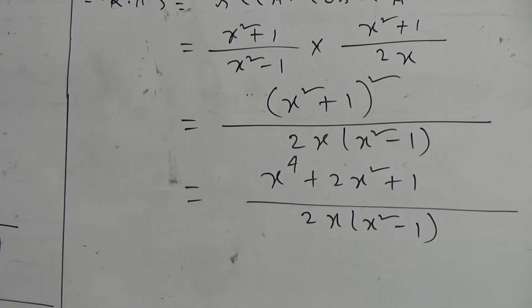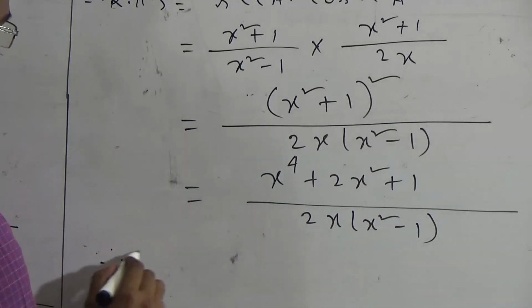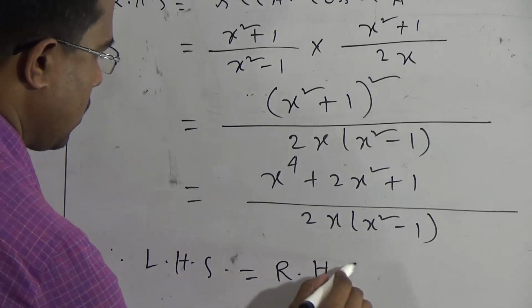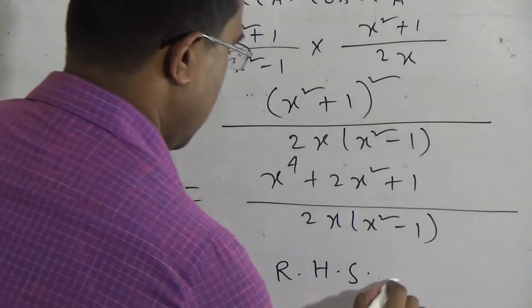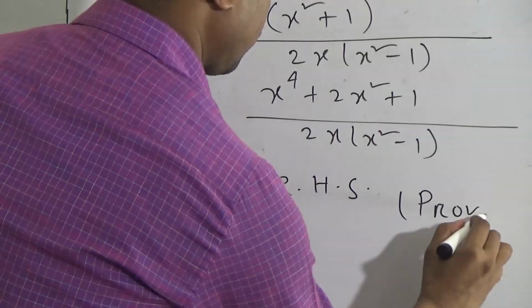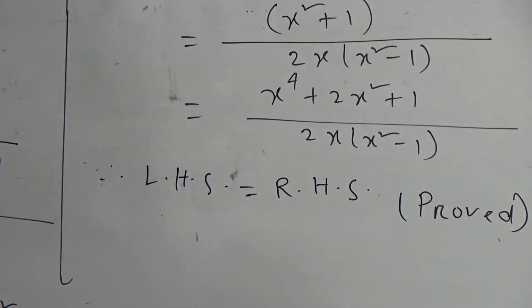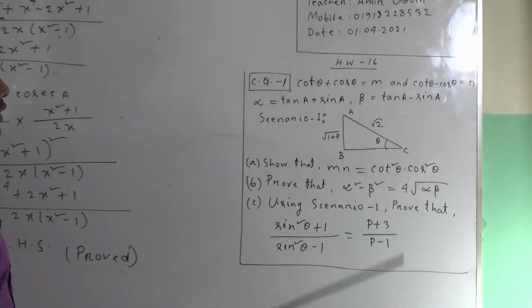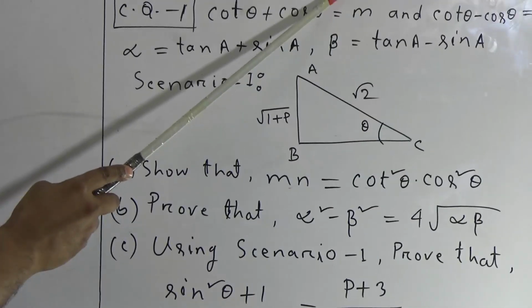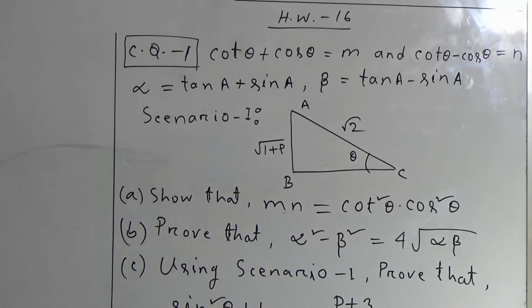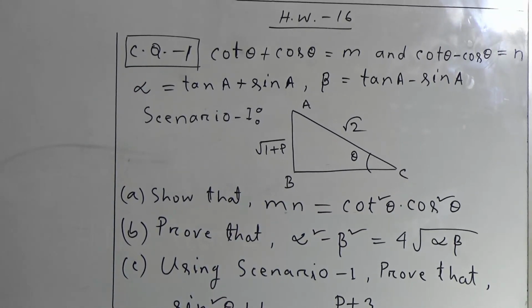That means the values of the left hand side and right hand side are the same. So we can write, therefore, left hand side is equal to right hand side. Now we can write it proved. Dear students, we have finished our today's CW. Now I am giving you SW. Our today's SW is SW number 16, and CQ1 from exercise 9.1 is your SW.